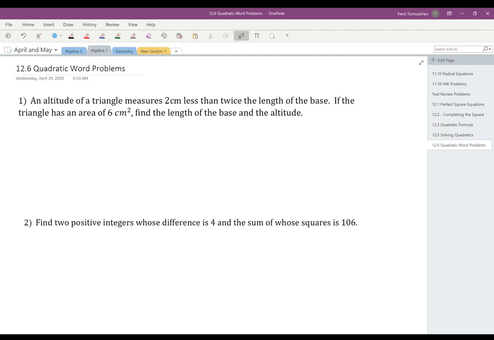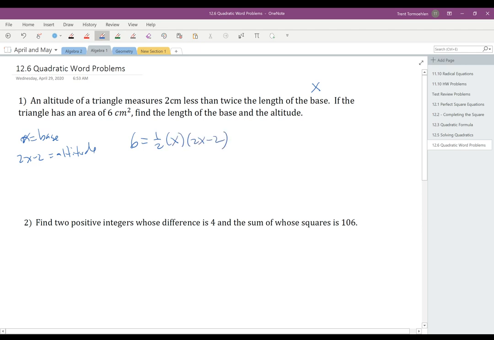So for a problem like this, it makes sense to let the base be x, because the altitude is described in the base. And so if x equals the base, remember in all these, always define your variables, then 2x minus 2 equals the altitude. And so it says if the triangle has an area of 6 centimeters, so we need to remember the area formula, which is area equals 1/2 base times altitude, or height.